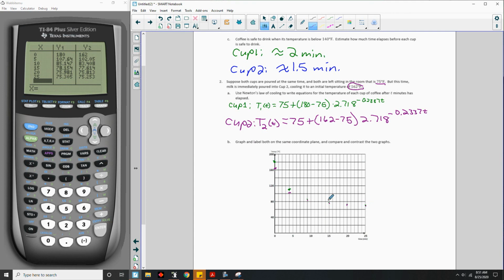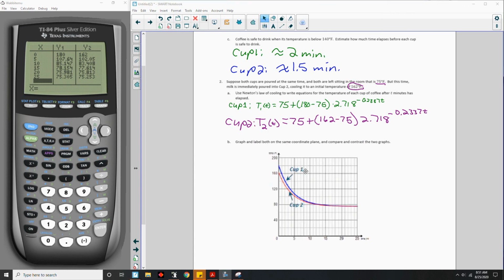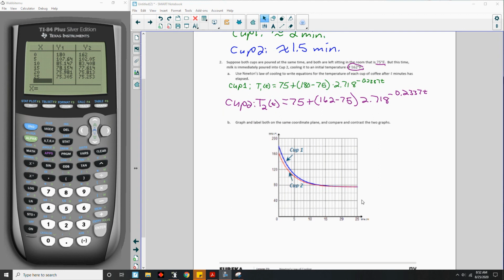So I'm not going to draw the lines here, it'd be too difficult, but I will bring in a graph that's already been printed. Okay, so that's what it would look like. Cup 1 without the milk was hotter than the cup with the milk. Their temperatures decreased, but eventually they got down to the same temperature, or pretty close to the same temperature, which is the room temperature.